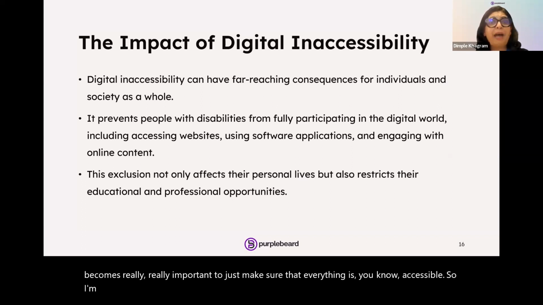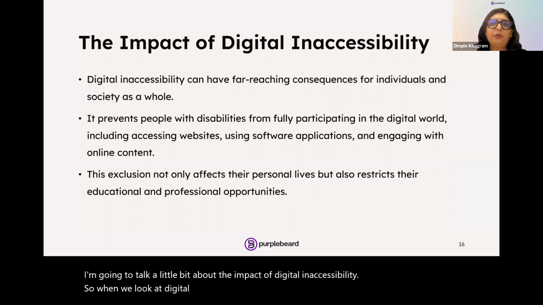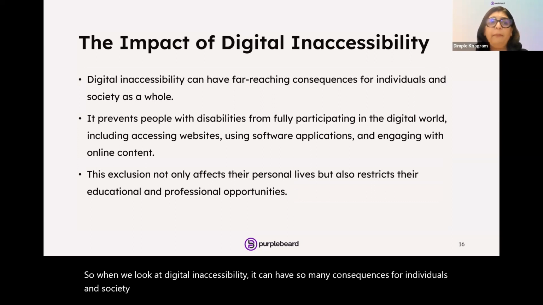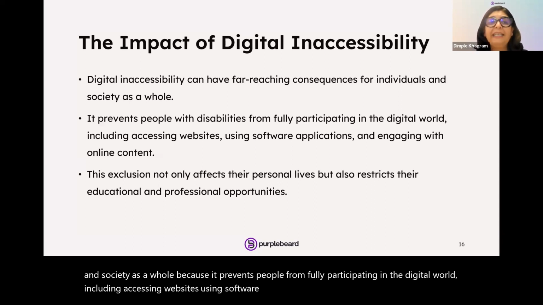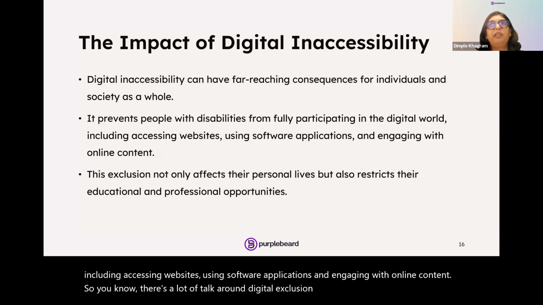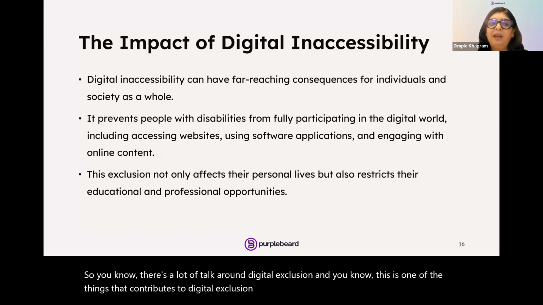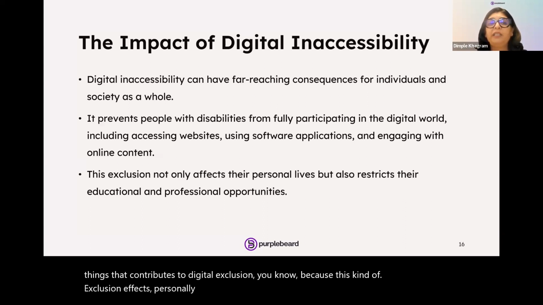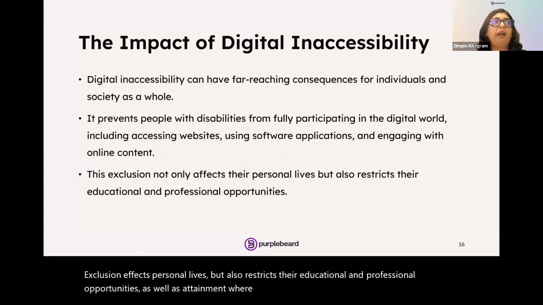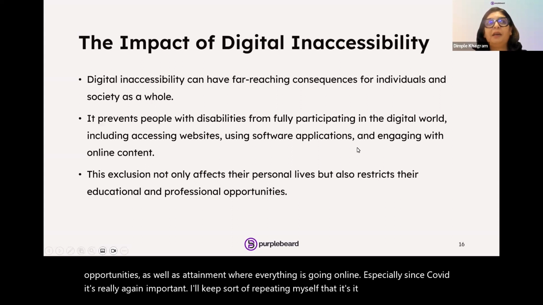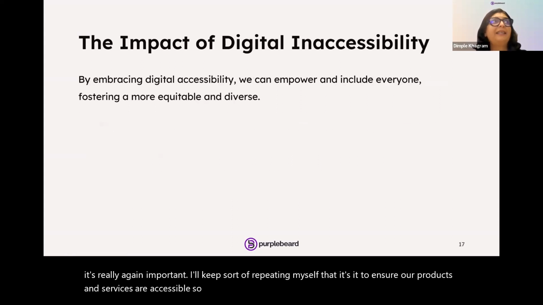I'm going to talk a little bit about the impact of digital inaccessibility. It can have so many consequences for individuals and society as a whole, because it prevents people from fully participating in the digital world, including accessing websites, using software applications, and engaging with online content. There's a lot of talk around digital exclusion, and this is one of the things that contributes to it, because this kind of exclusion affects personal lives, but also restricts educational and professional opportunities, as well as attainment, where everything is going online, especially since COVID. Again, it's important to ensure our products and services are accessible, so individuals can access them.